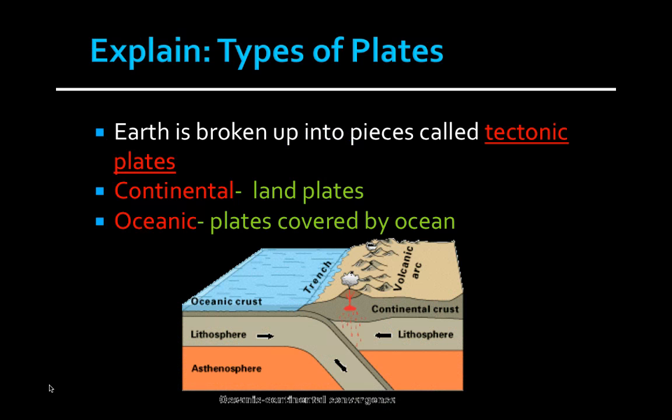Earth is broken up into pieces called tectonic plates. It is the crust, the uppermost layer of the Earth, the thinnest, the least dense, that is broken into these plates. There are two types of crustal plates. First, we have continental plates. Continent means land. These are land plates. We also have plates called oceanic plates. These plates are covered by the ocean. Continental plates are less dense. Oceanic plates are more dense.